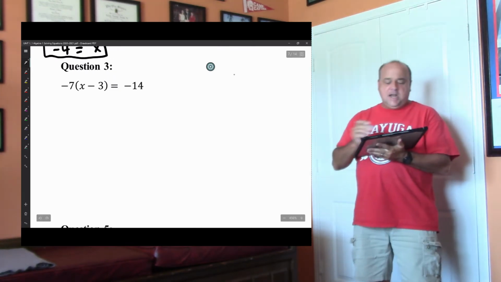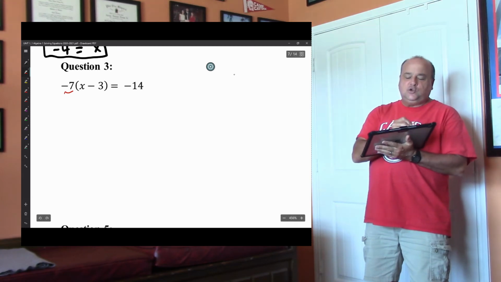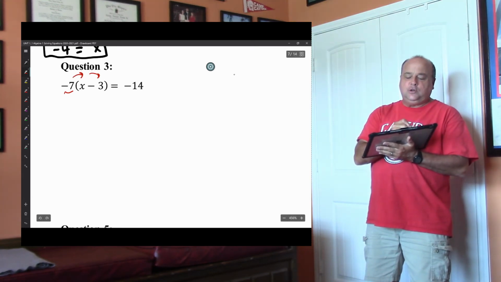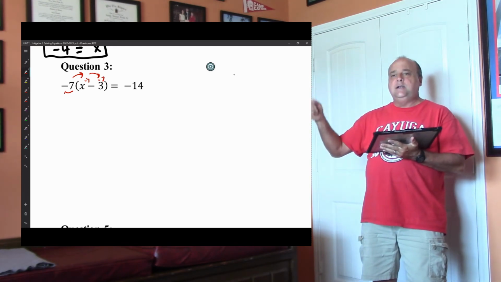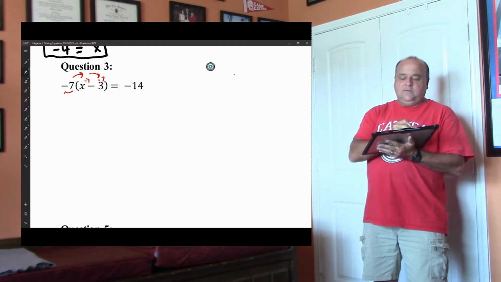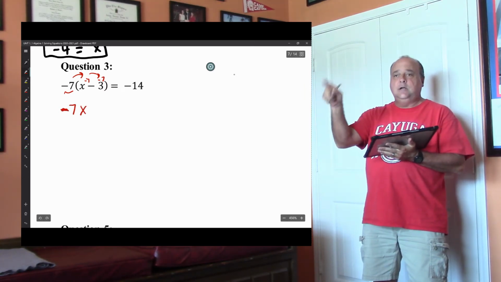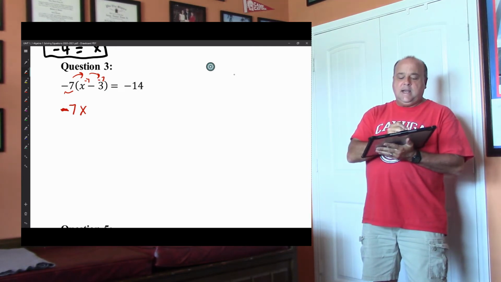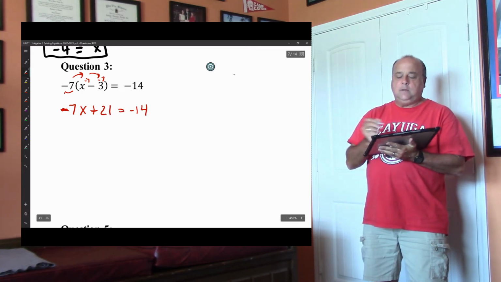What's the bluebell truck on this one? It's negative 7. So I'm going to take the negative 7 and distribute it to every number inside the parentheses. And then we're going to do sign, number, letter. So a negative times a positive is a negative. My number is 7. My letter is X. Sign, number, letter. Then a negative times a negative is a positive, just like you did in 6th grade. 7 times 3 is 21 equals negative 14.